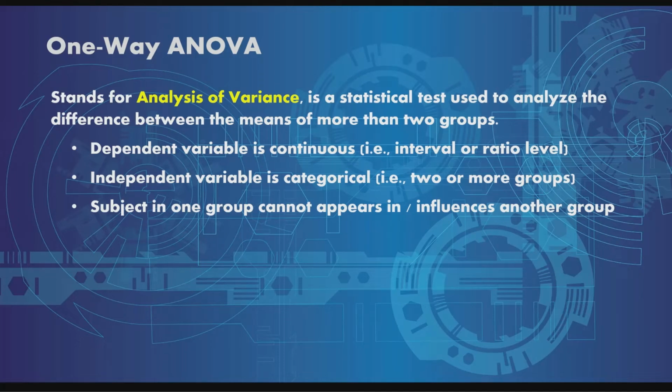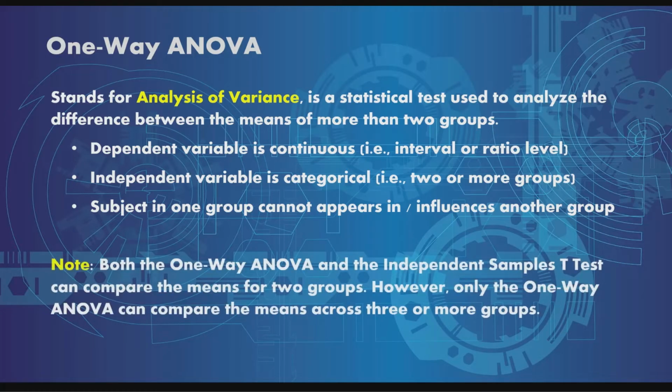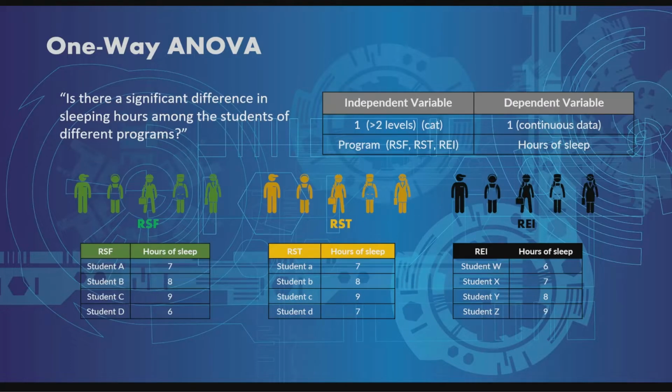And your subjects in one group cannot appear in another group, or your subjects in one group cannot influence another group, which also means that these groups' subjects are actually independent. Take note that although one-way ANOVA is very similar to the independent two samples t-test, in which both of these are comparing the means for two groups, the independent sample t-test only tests for two groups, but one-way ANOVA can compare the means for three or more groups. Let's take a look at this example.